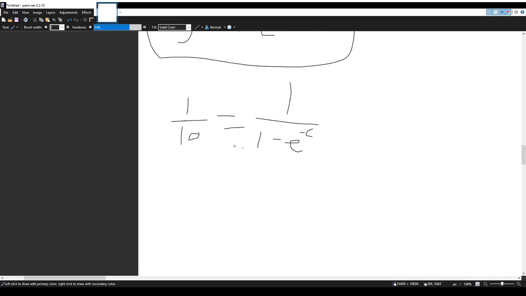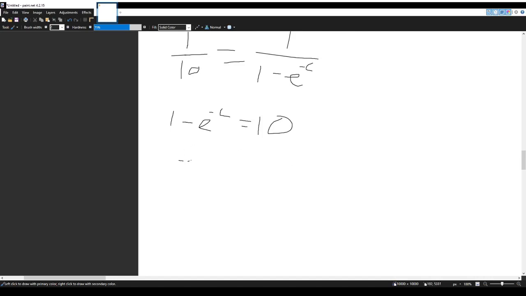So let's get rid of the denominators. 1 minus e to the negative c equals 10. And then negative e to the negative c equals 9. My handwriting is getting worse here. Maybe I shouldn't be doing videos with this much writing. But actually, this is all we need to do.